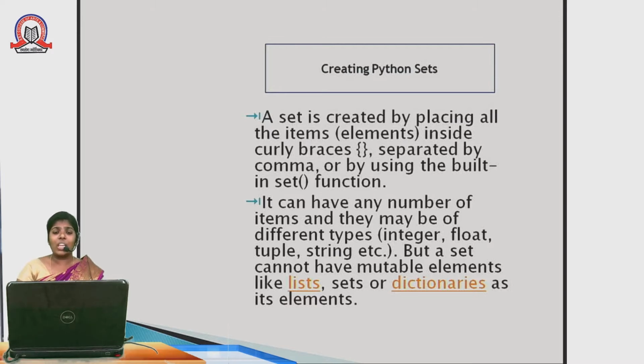A set can have any number of items, and they may be of different data types: int, float, tuple, string, etc. There is no restriction. You can have any types of data like integer, float, tuple, strings, etc. But a set cannot have mutable elements like lists or dictionaries.